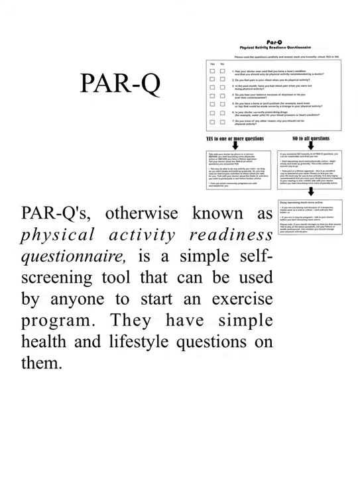PAR-Qs, otherwise known as Physical Activity Readiness Questionnaires, are a simple self-screening tool that can be used by anyone to start an exercise program. They have simple health and lifestyle questions on them. They are used by trainers to determine the safety of each exercise routine for the participant.